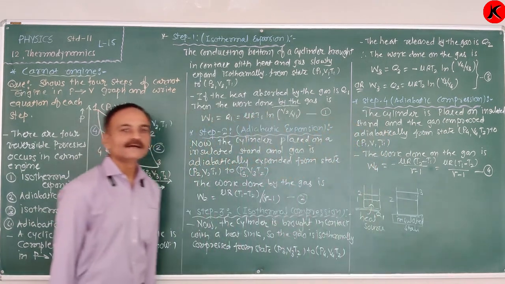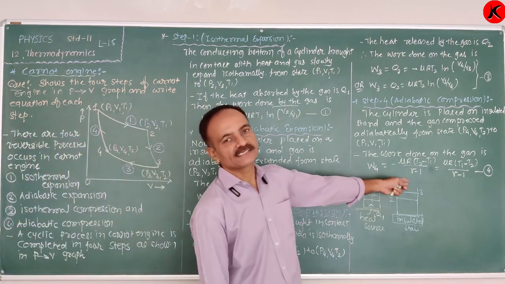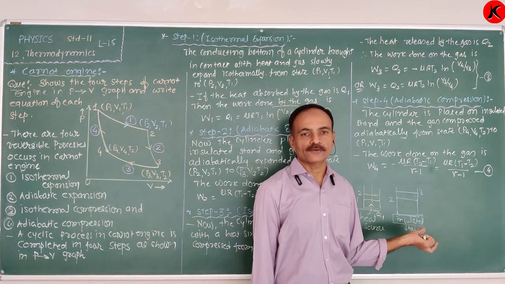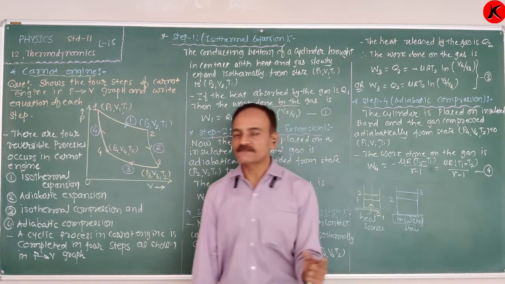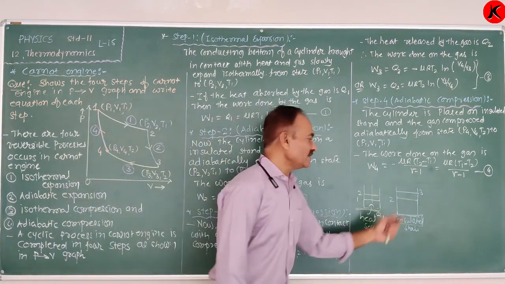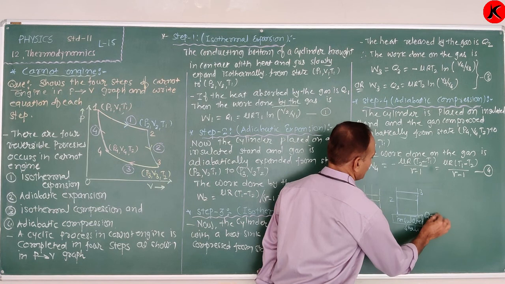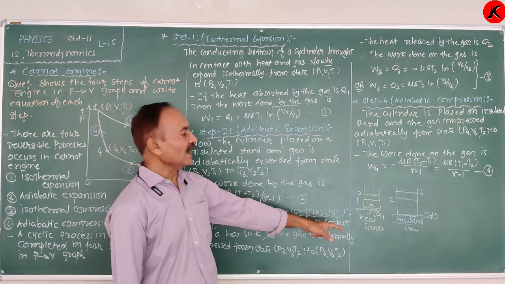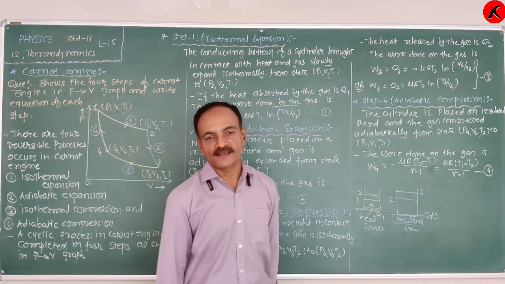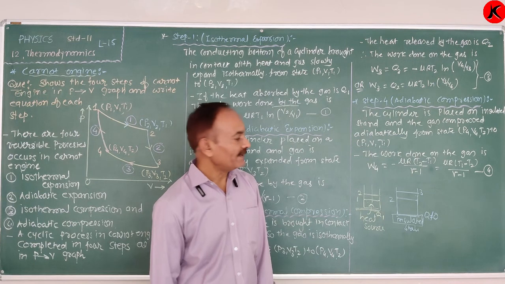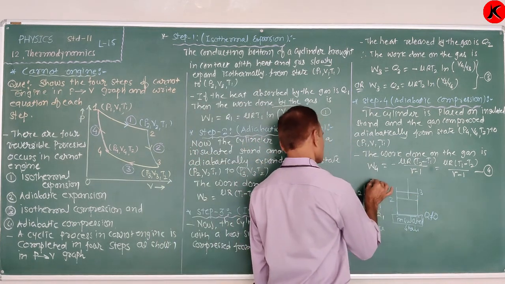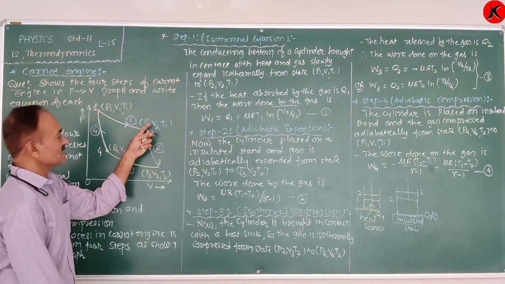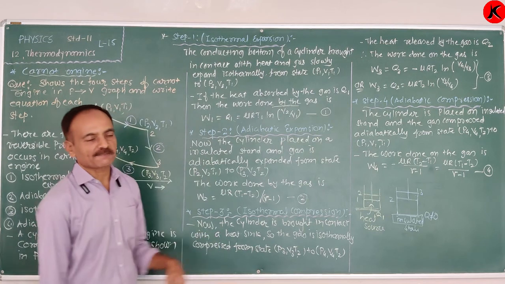But here the temperature is changed, because the exchange of heat is 0. The bottom of the cylinder is placed on the insulated state, therefore the exchange of heat does not take place. Q is equal to 0. But the temperature is changed, therefore adiabatic expansion of the gas takes place. Again, the second step, from 2 to 3, is adiabatic expansion.